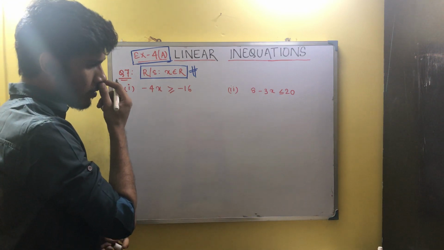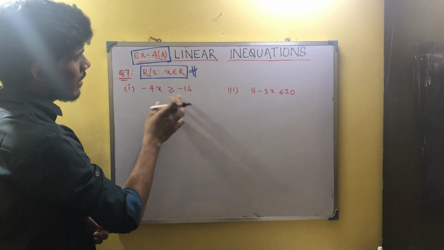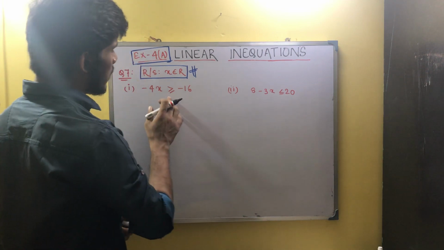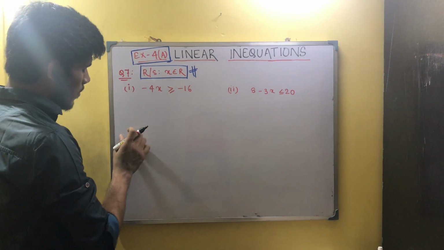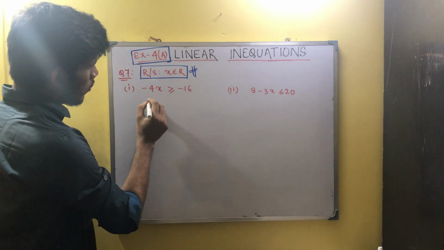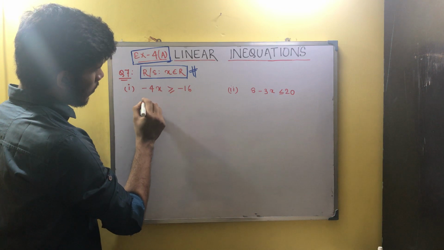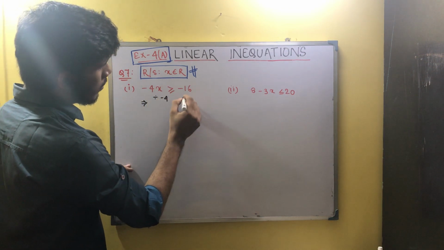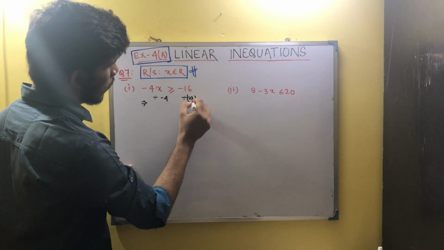So we remember the rule that if you divide both the sides by the same negative number, the sign of inequality will reverse itself, isn't it? Maybe rule number 4, I guess. Okay, so suppose we divide both the sides by minus 4.